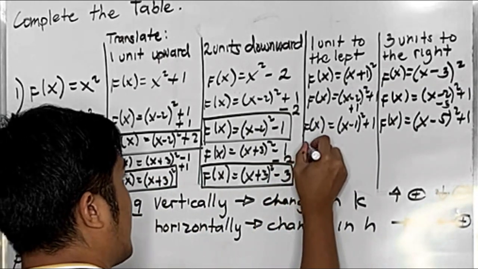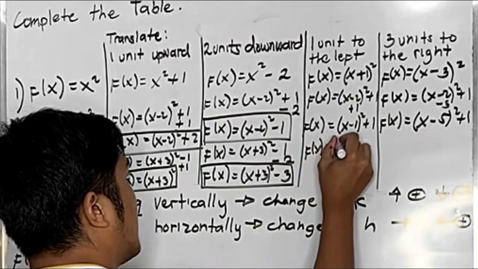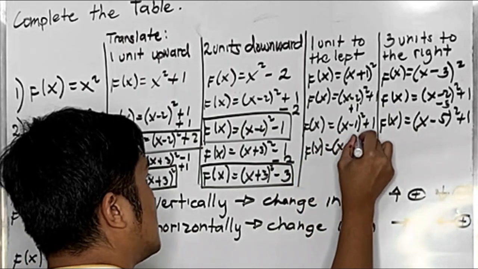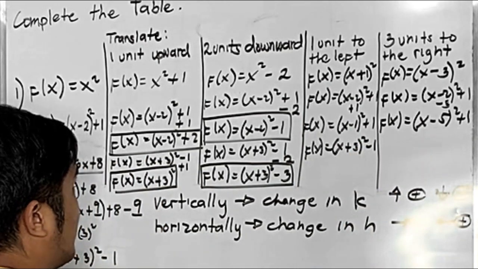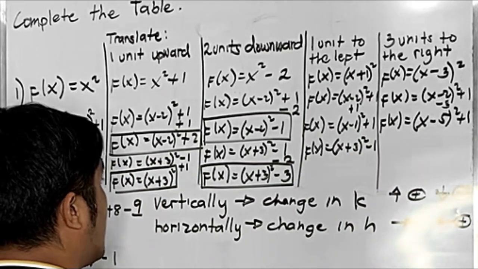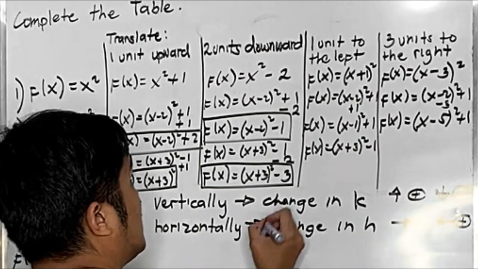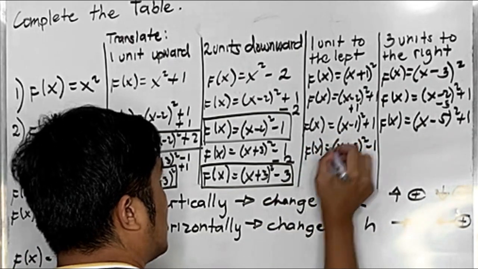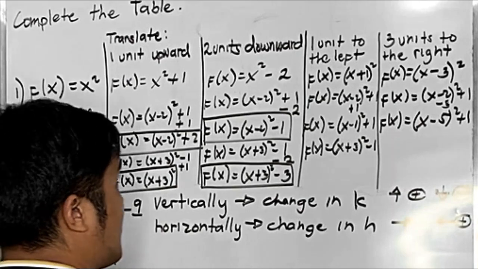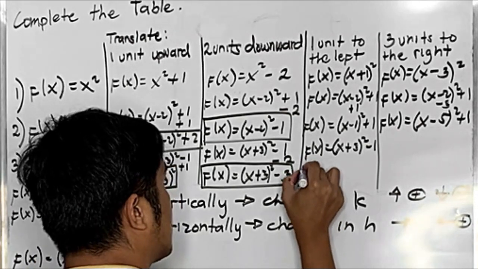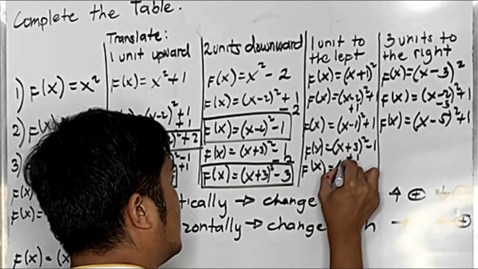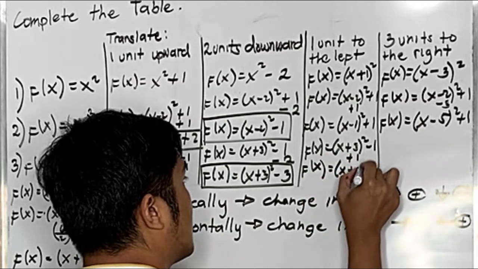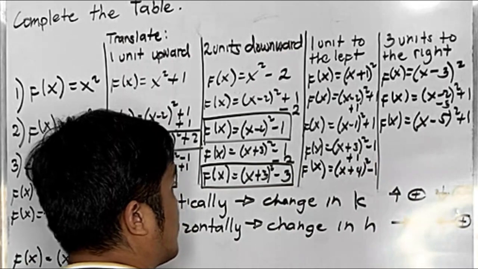Now let's have 1 unit to the left. In our initial function, f of x is equal to (x plus 3) squared minus 1, you need to move it 1 unit to the left. If you are moving to the left, you need to add 1 unit to our h. So plus 1, f of x is equal to (x plus 4) squared minus 1.